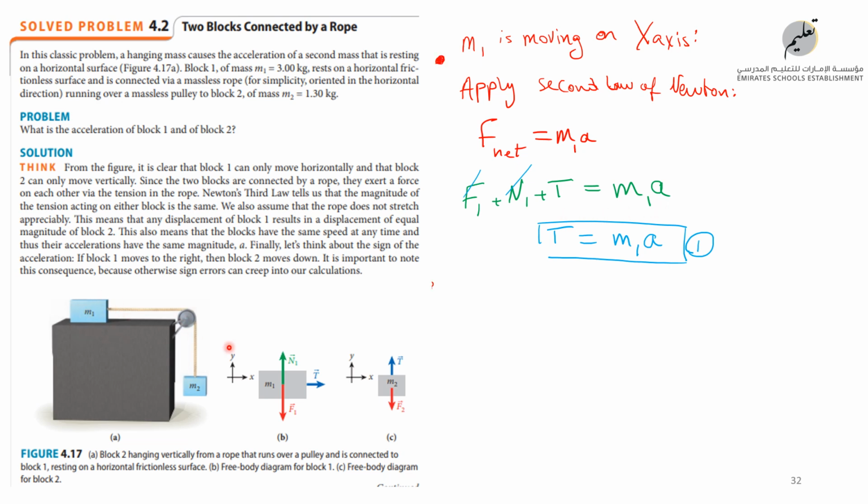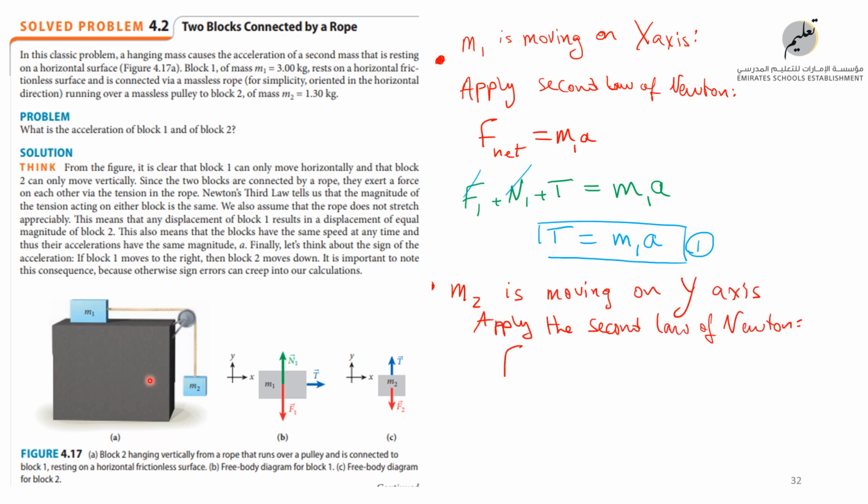What about the second mass? What are the forces on m2? m2 is moving on the y-axis, up and down. So the net force equals m2a, again because it's accelerating. Here we have two forces: the force of gravity down, m2g, and the tension force, which is up. So we can write T equals m2g minus m2a, because the object is moving downward.